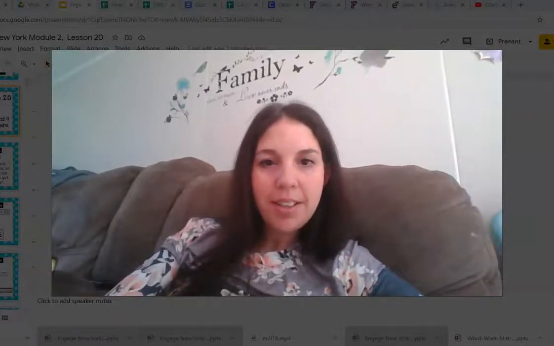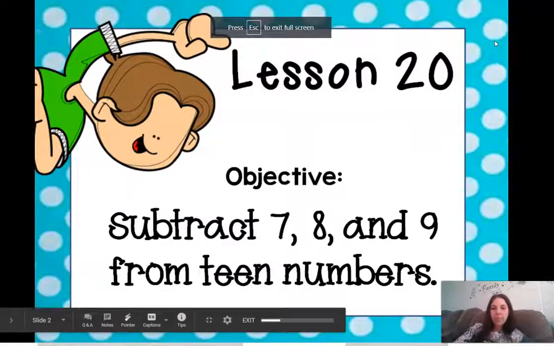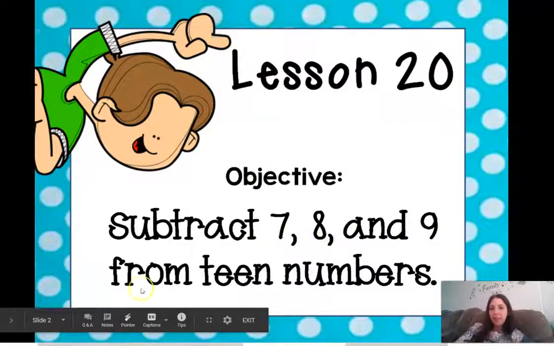Let's look at our objective. Okay, so our objective for today is to subtract 7, 8, and 9 from teen numbers. Okay, so we're still working on subtraction.